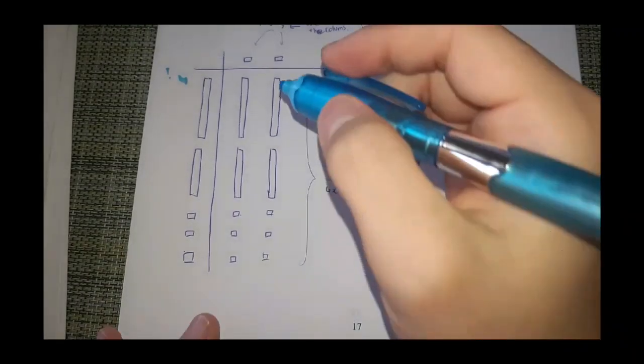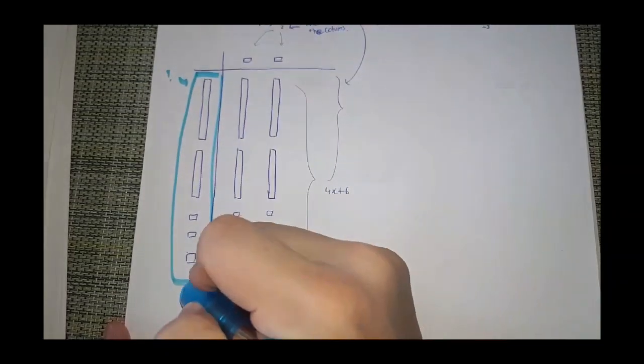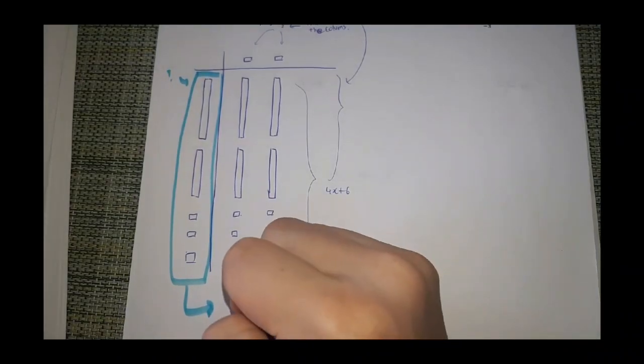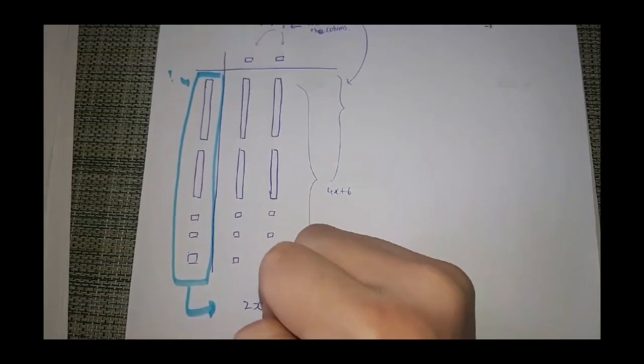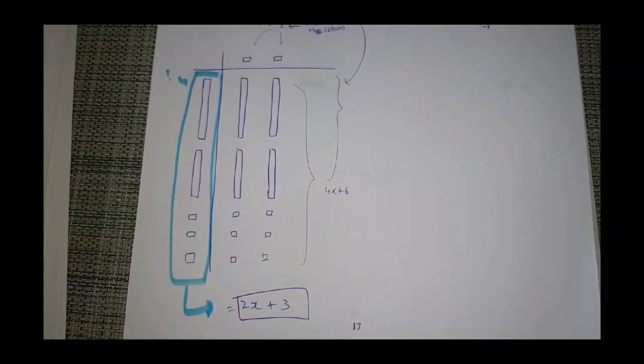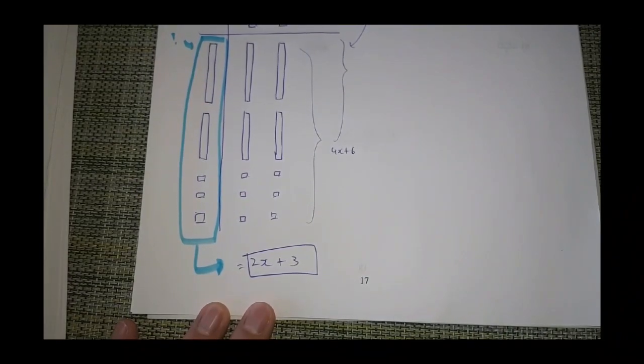Then, once you figure the whole process out, this becomes my answer for 4x plus 6 divided by 2, which is a 2 strip, 2x, and 3 empty 1s: 2x plus 3. This is how we do division.